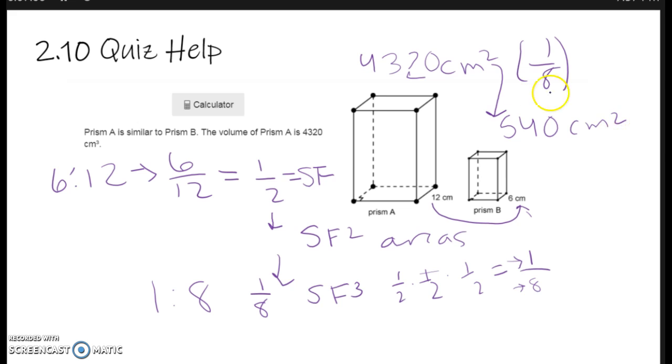So all we did, and I wrote this wrong here, that was cubed, and this should be cubed as well because it's volume. All we had to do was take this, find the scale factor of the lengths, and then cube it because we're dealing with volumes. If you're not sure what I'm talking about there, make sure you watch the lesson from 2.09 and 2.10.